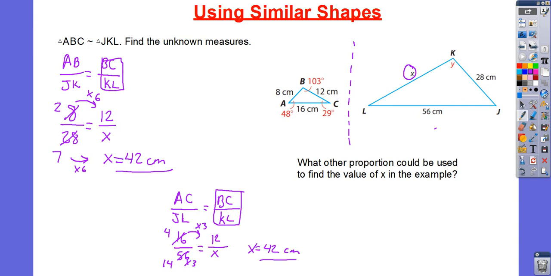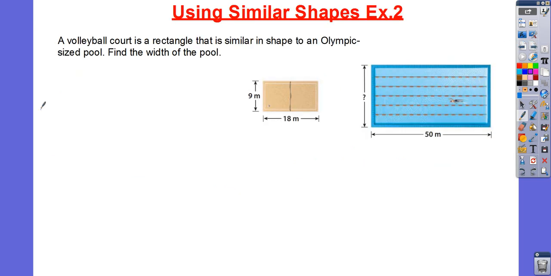Okay, let's go ahead and try another example. We're going to go ahead and solve with corresponding sides again. A volleyball court is a rectangle that is similar in shape to an Olympic-sized pool. Find the width of the pool. So, let's go ahead and take a look at our corresponding sides. I know for sure the width of the pool, I'm just going to, instead of doing a question mark, label it W.